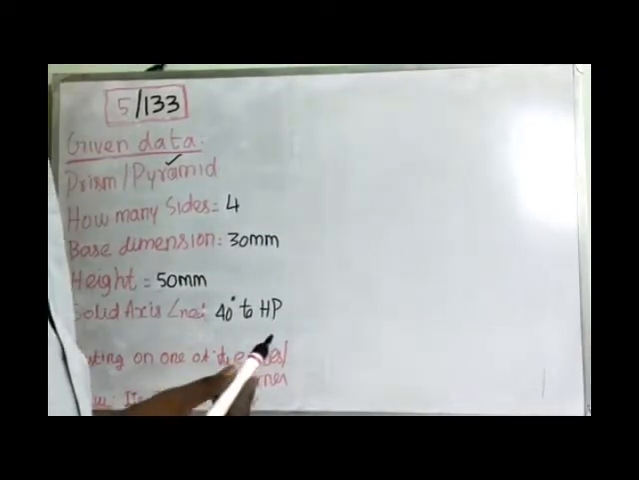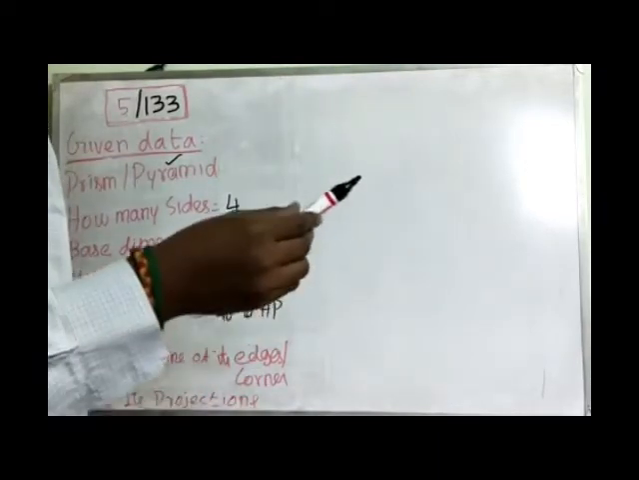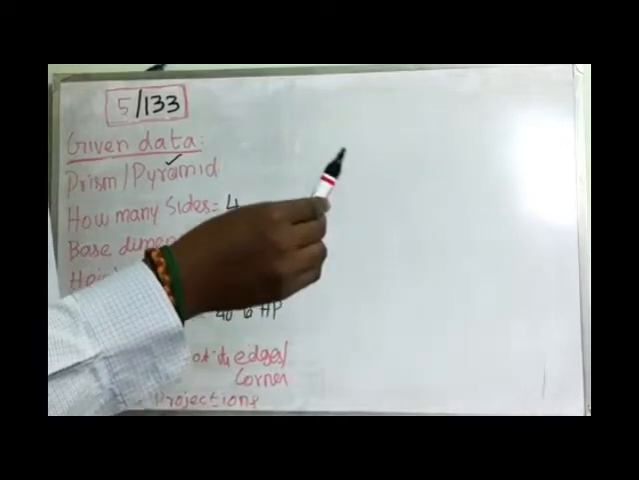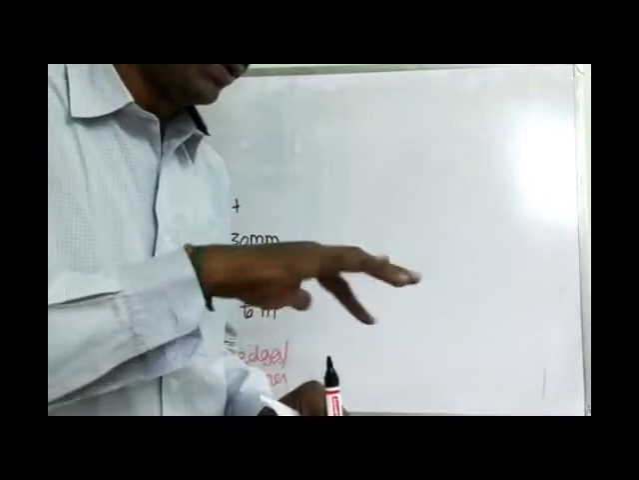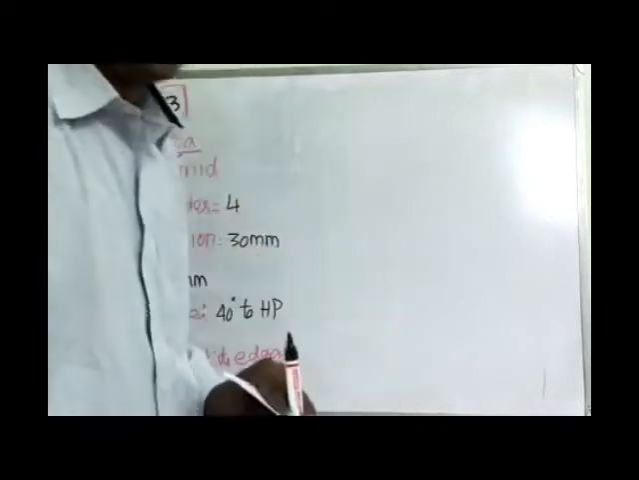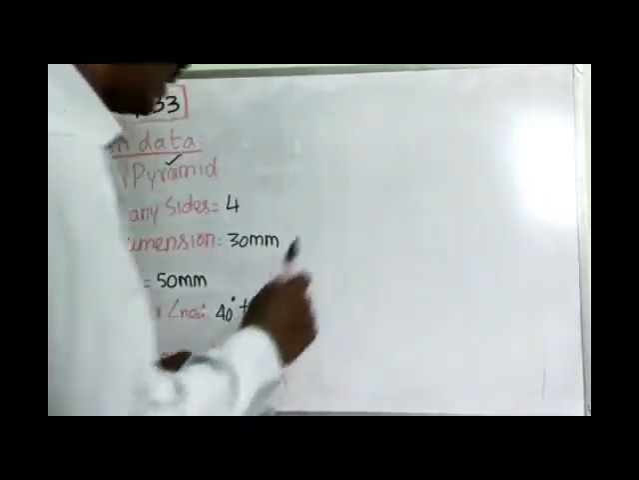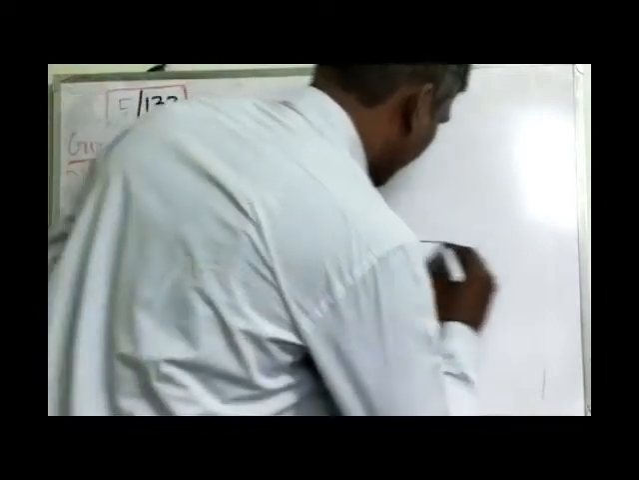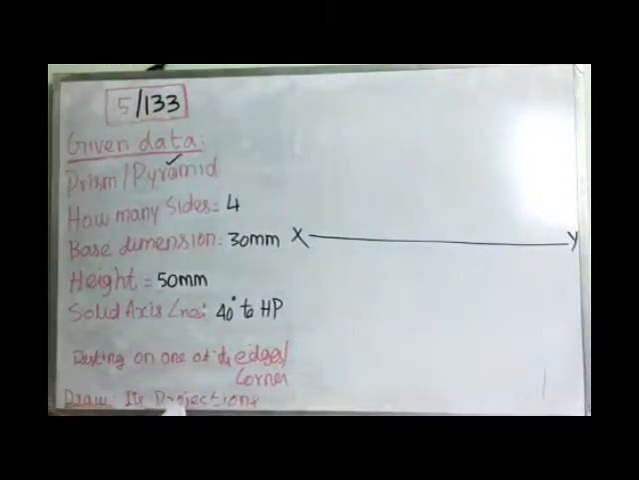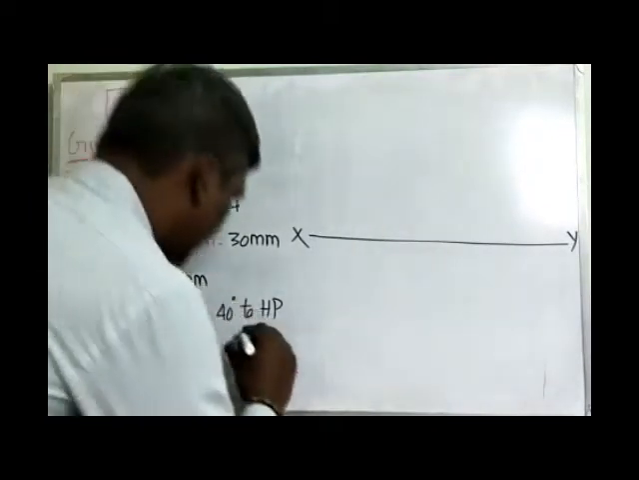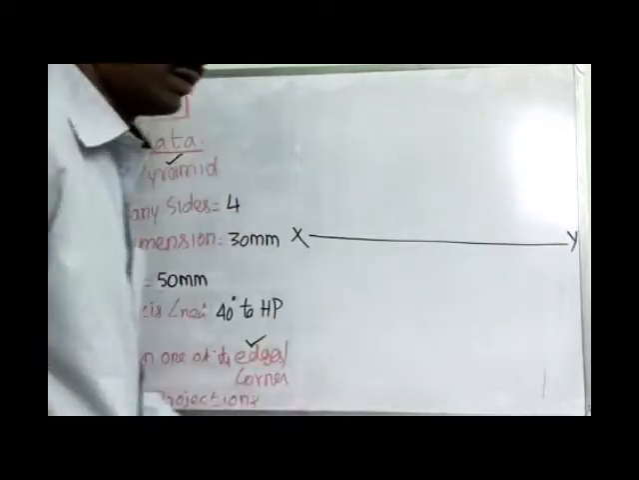40 degree to HP means the solid axis is inclined to HP; before that, it is perpendicular to HP. So the true shape of the pyramid is projected below the reference line. When we draw the true shape, next we have to identify whether it is resting on edges or corner. It is resting on one of its edges.